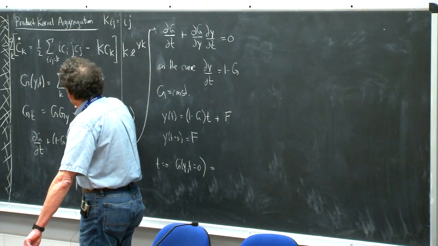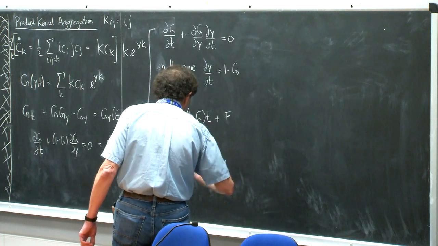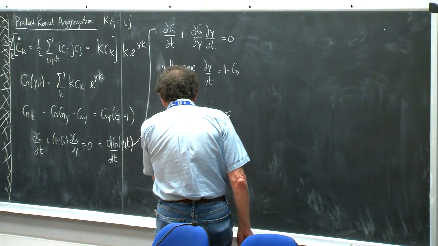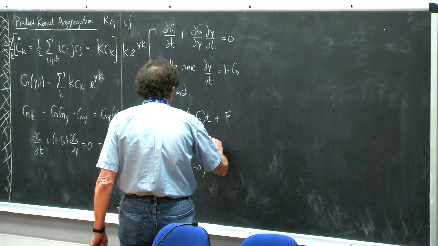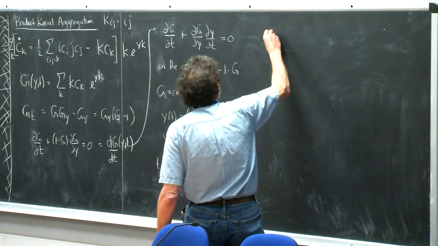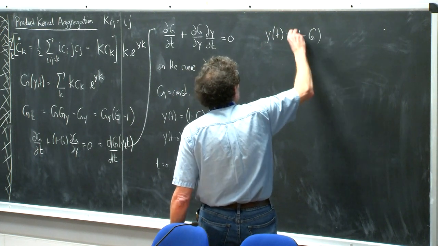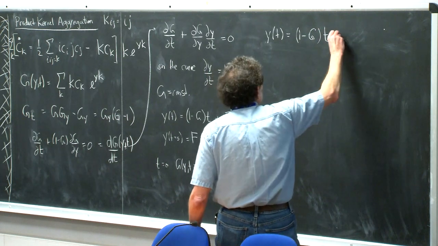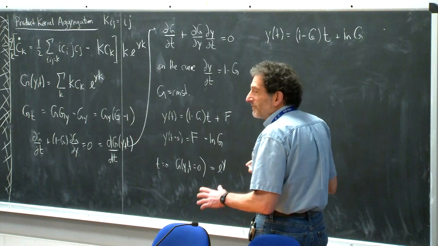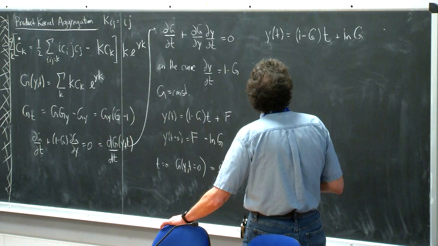So anyways, for the monomer-only initial condition, C1 is equal to 1, so we have 1, C1, that's 1, e to the y. So this is e to the y. So at t equals 0, y is equal to log g. So finally, y of t at any time is equal to 1 minus g t plus log g. It looks like I'm just going around in a circle, but this is actually the solution to the problem.